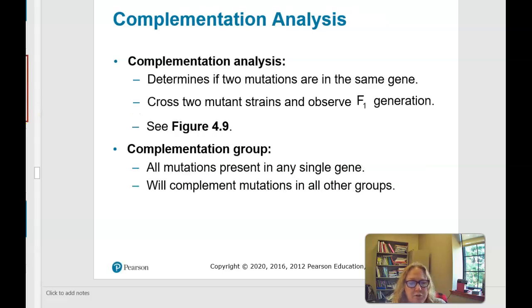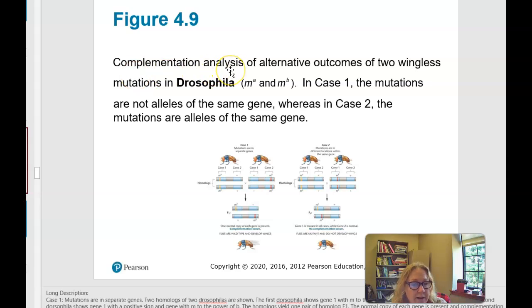Complementation analysis determines if two mutations are on the same gene. So we will do gene linkage and look for the gene order. We will do that after the next test. But I do want you to know that there is such a thing as genes being linked because they are on the same chromosome. That happens. So here you have a complementation analysis looking at two wingless mutations of Drosophila. So here you have a homolog on here and on here, and here, right, you have a complementation. Here you have no complementation.